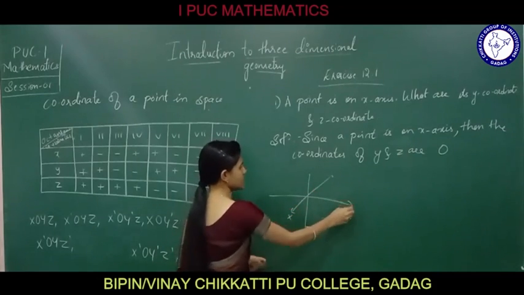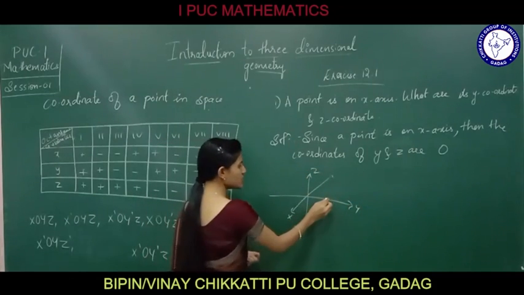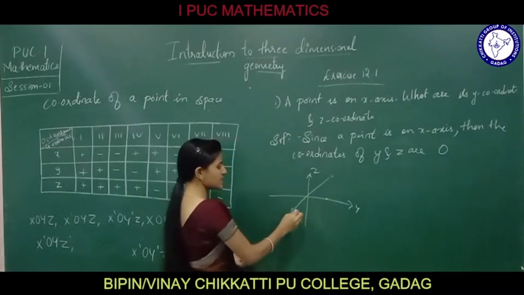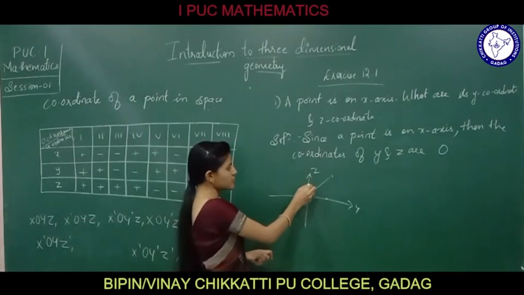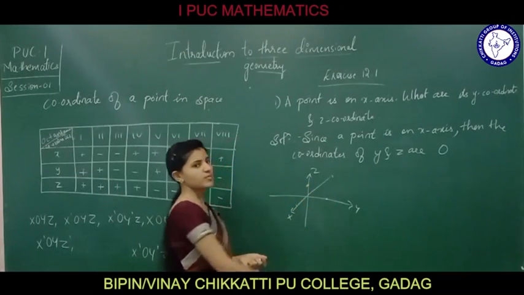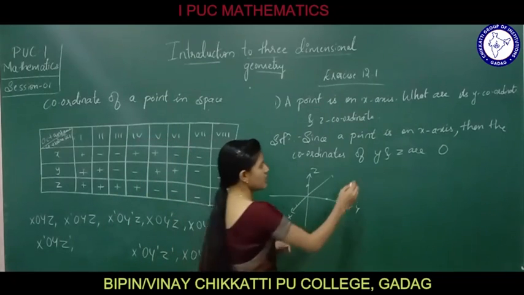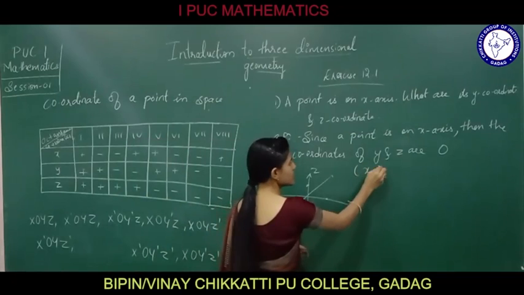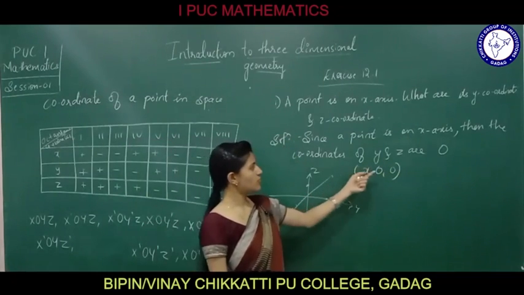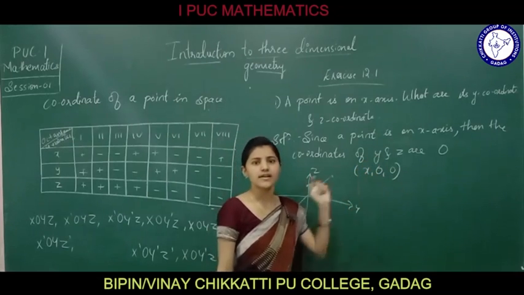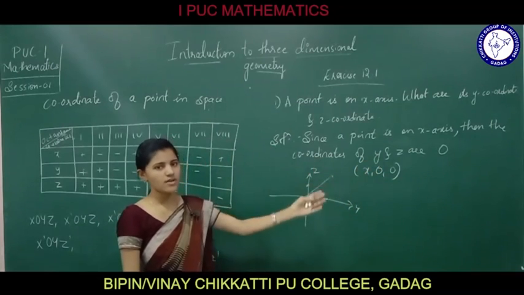The same way, if the point is on the y-axis, we say that x and z are 0. And again if the point is on the z-axis, x and y will be 0. Hence how are we going to represent this? We are going to represent this as (x, 0, 0). Why 0 and 0? Because the values of the y and z coordinates are 0. So our answer is (x, 0, 0).